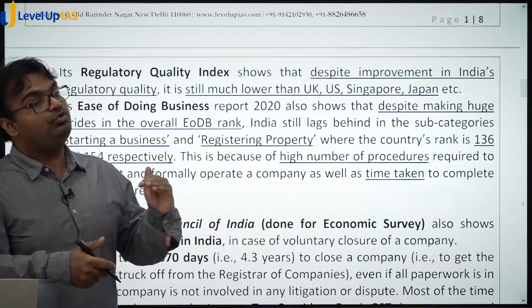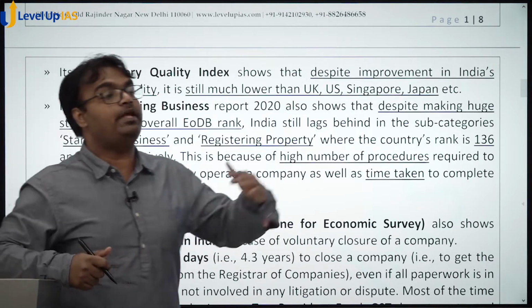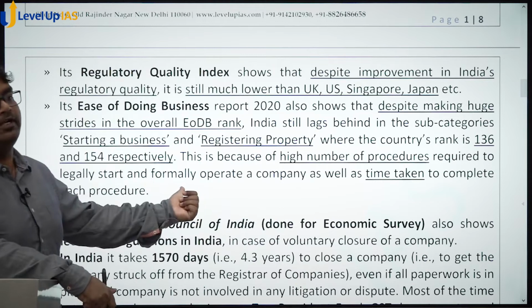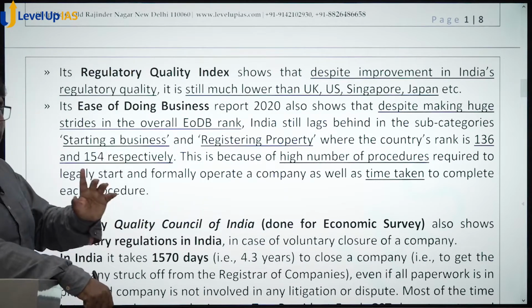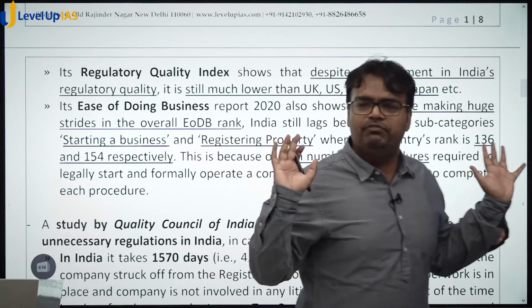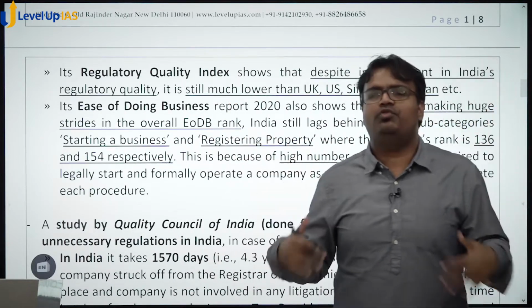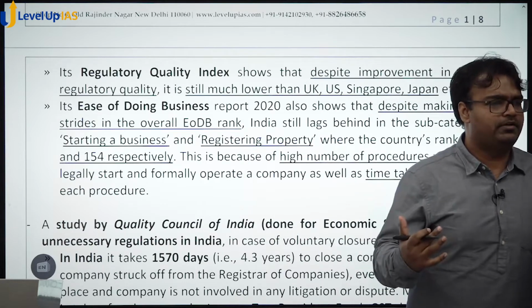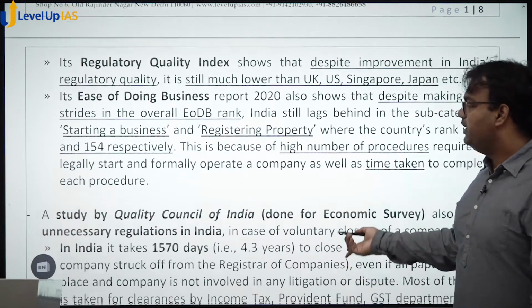So when we start a business, there are a lot of compliances which have to be followed. People are following those compliances, and that's why it takes a lot of time. That's why our rank is bad. So we are complying, but the regulatory framework is not good enough. The regulatory framework is not effective. The regulatory framework is leading to a lot of delay, leading to a lot of corruption. And that is something that needs to change.